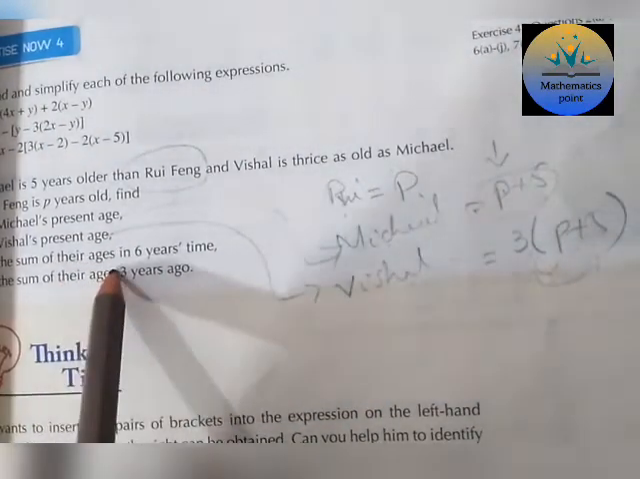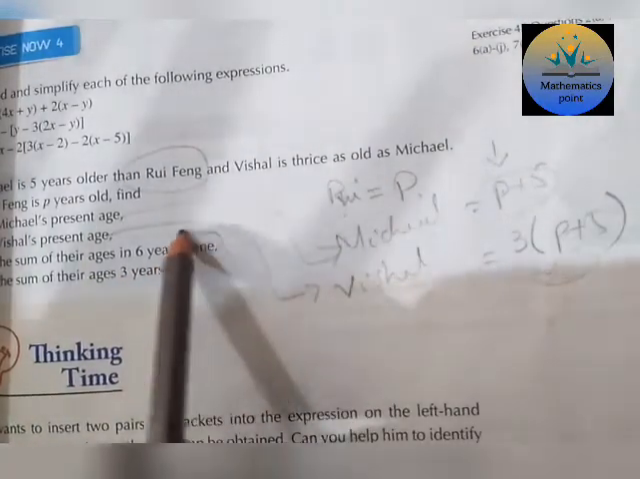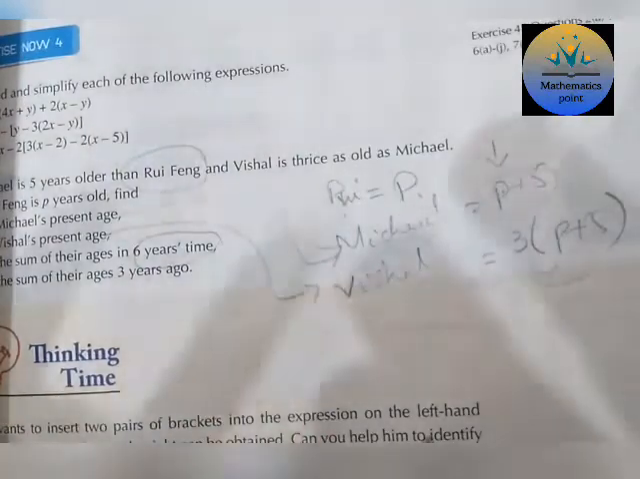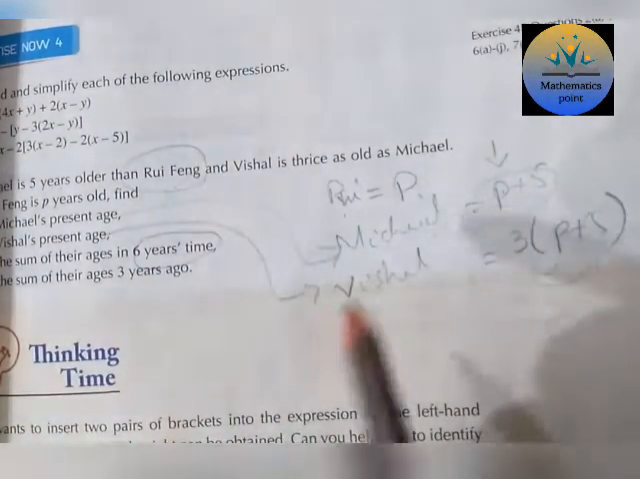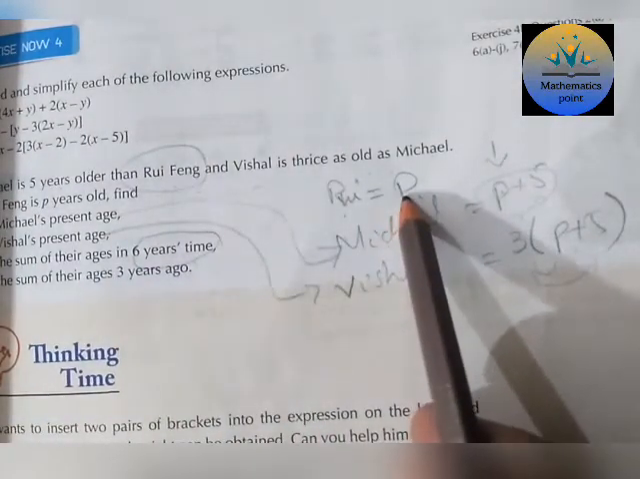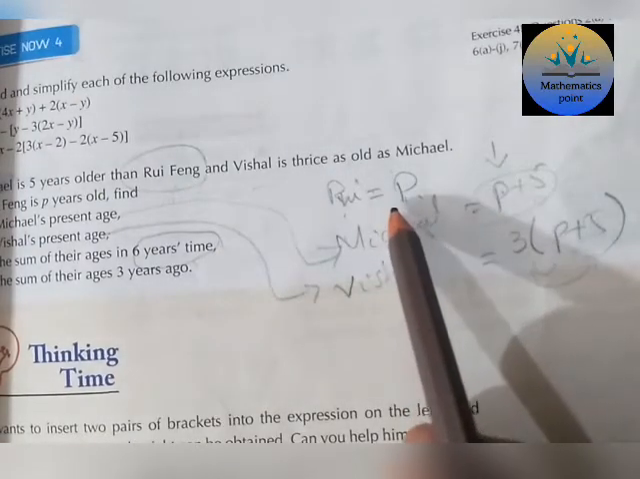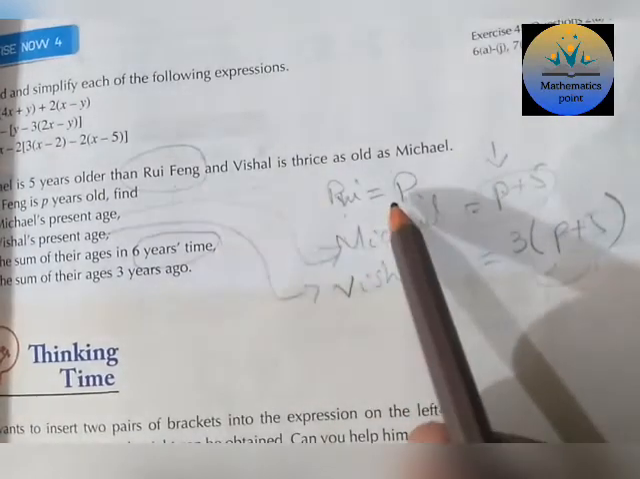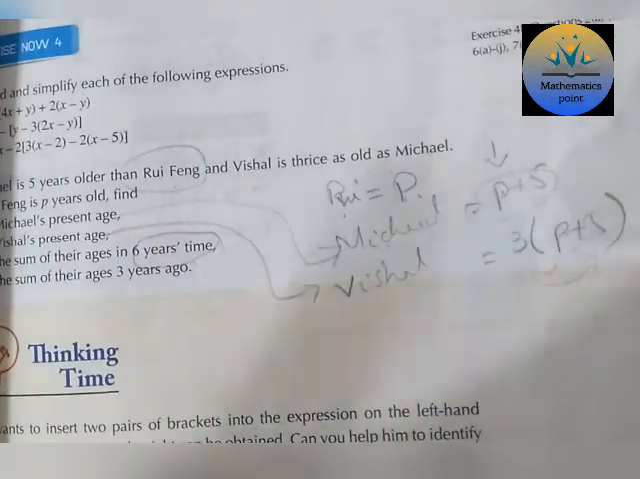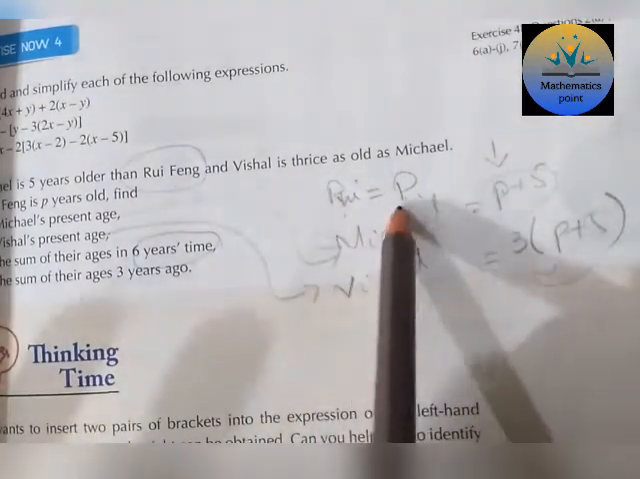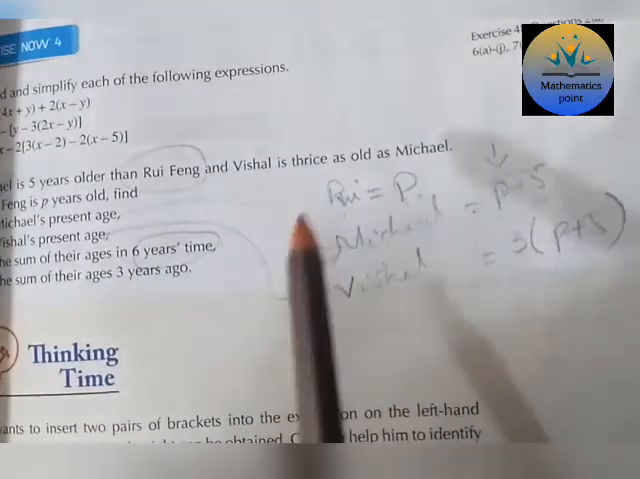Then the sum of their ages in 6 years' time. In 6 years' time means that after 6 years, what will be the sum of their ages? After 6 years means that if now the age is p, then after 6 years the age will be p plus 6. Suppose my present age is 15, so after 6 years my age will be 15 plus 6. The same applies here, this condition p plus 6.